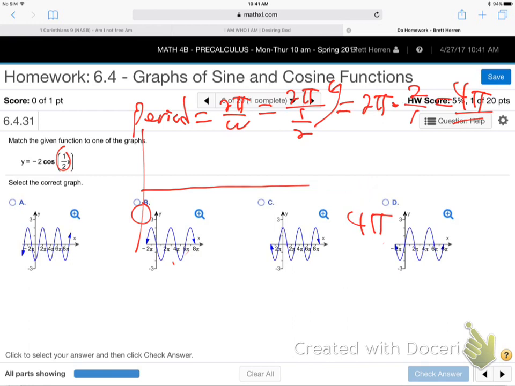In fact, you know what? I better make that shorter. Why don't I put 4 pi about right here? And then this will be 8 pi, etc.